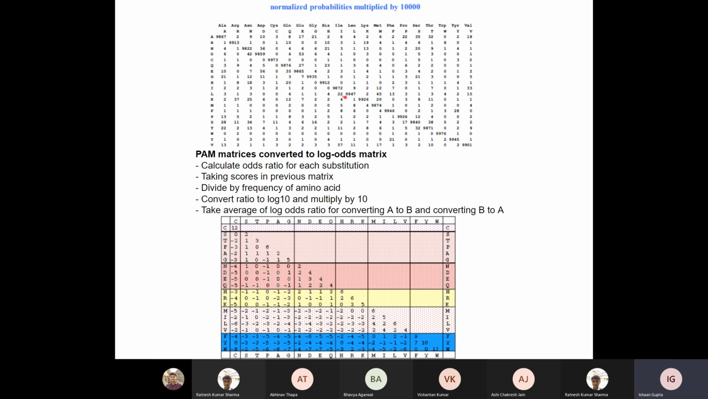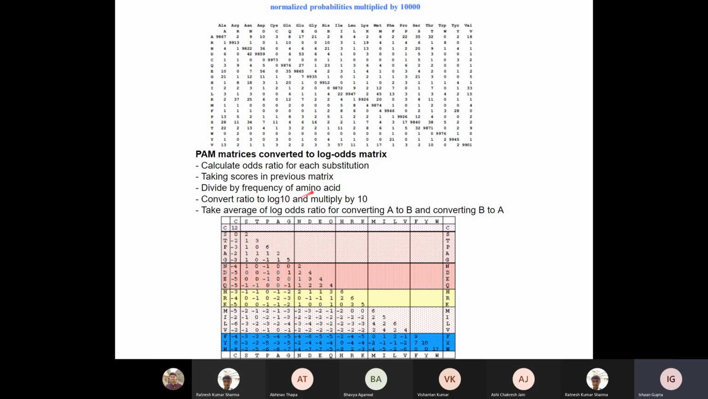So you get these kinds of probabilities. Now, the next thing that you do is you convert these matrices into what's called log odds matrices. Okay, so what do you do? You calculate the odds ratio for each substitution. So what is the probability of A getting substituted by, let us say, N? It will be 4 divided by the number of times you see A, 4 divided by 9867, right?